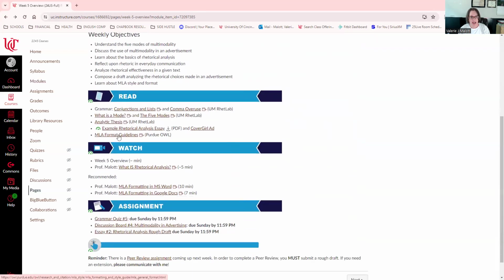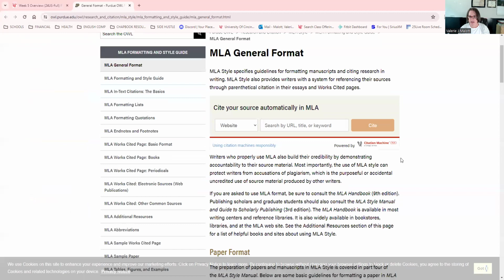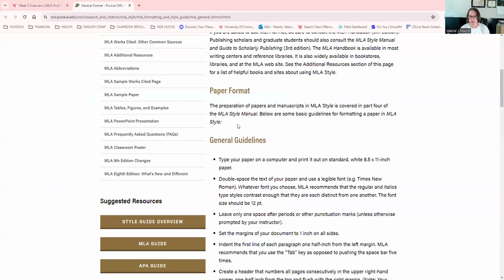Then the last thing I have in your list of readings is the MLA format guidelines. This is from Purdue OWL. Again, it just walks you through how the paper should be formatted. Type your paper on a computer and print it out on standard white 8.5 by 11-inch paper. Of course, we're doing things virtually, so that doesn't really matter. It's assumed that your writing will be in 8.5 by 11 format.